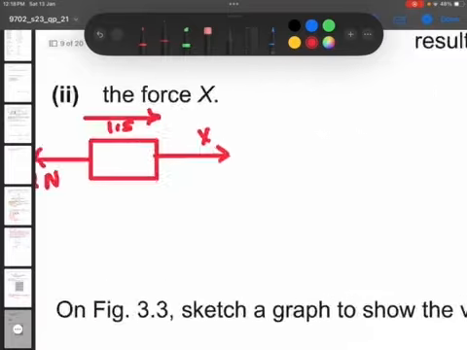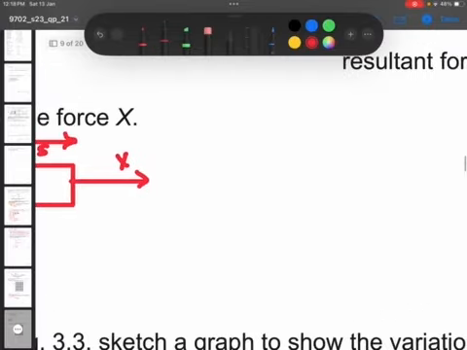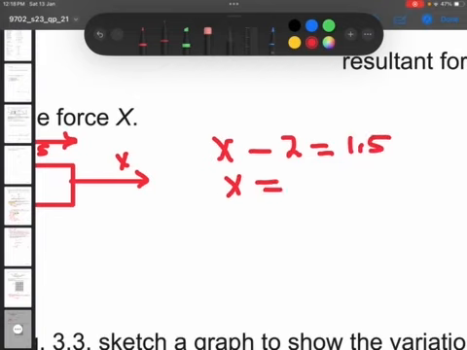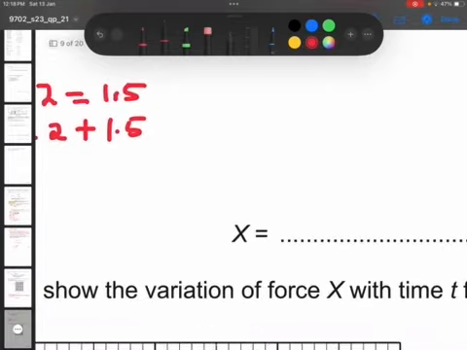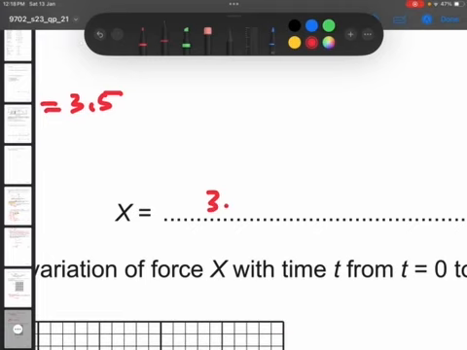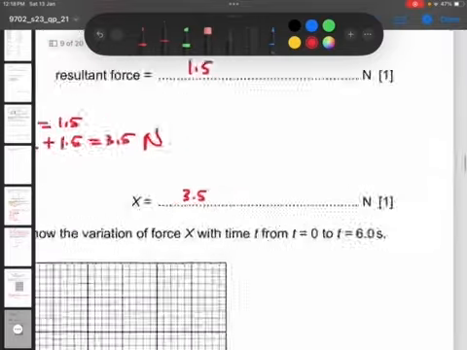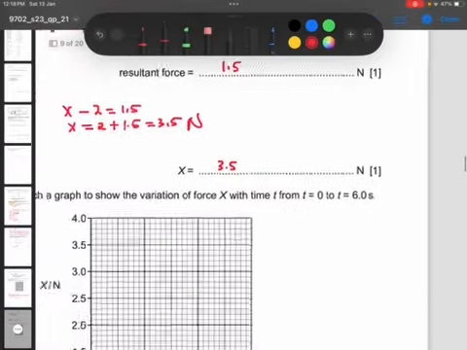So now, understanding this, how would you look for the resultant force in this question? You would say force X minus the 2 newton force. This is what gave you the resultant force of 1.5. So ultimately, force X is equal to 2 plus 1.5 newtons, which gives us 3.5 newtons. So the force X is 3.5 newtons. Okay, we have simply used basic logic really.